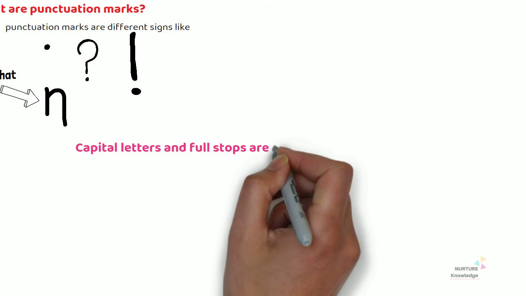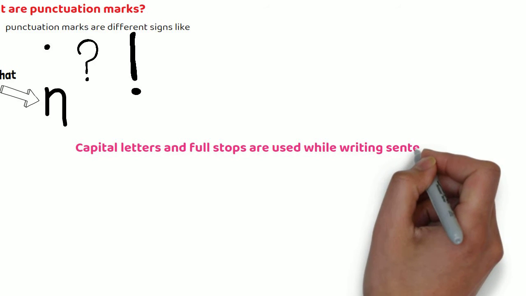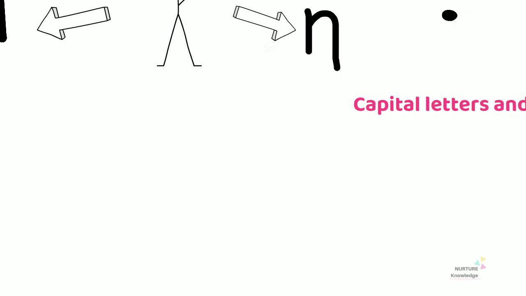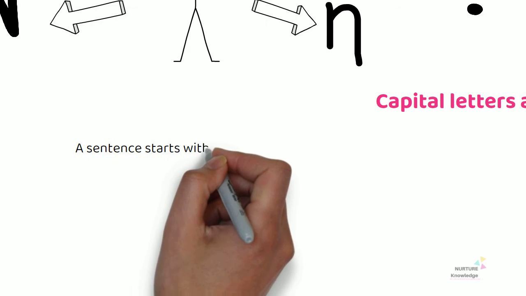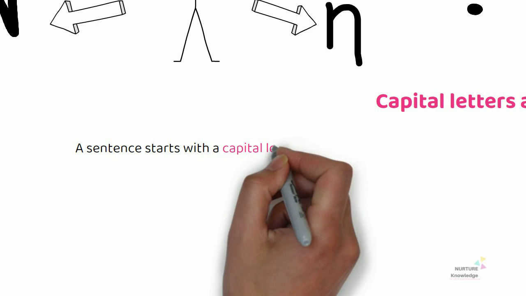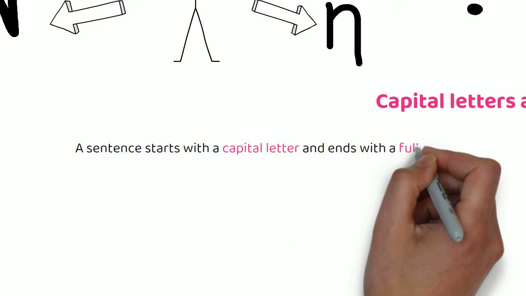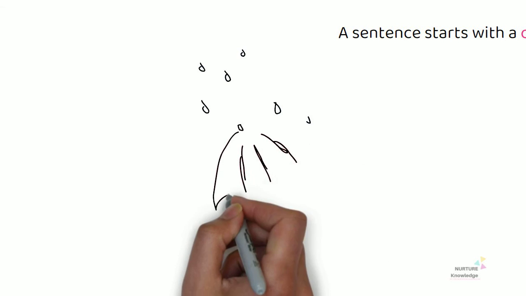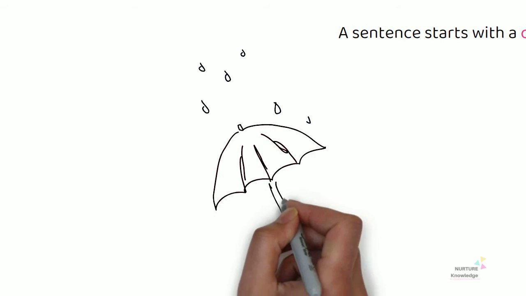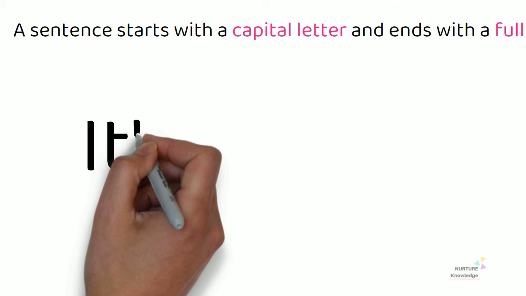Capital letters and full stops are used while writing sentences. Keep in mind that a sentence starts with a capital letter and ends with a full stop. So don't be confused and just remember that a sentence always starts with a capital letter.